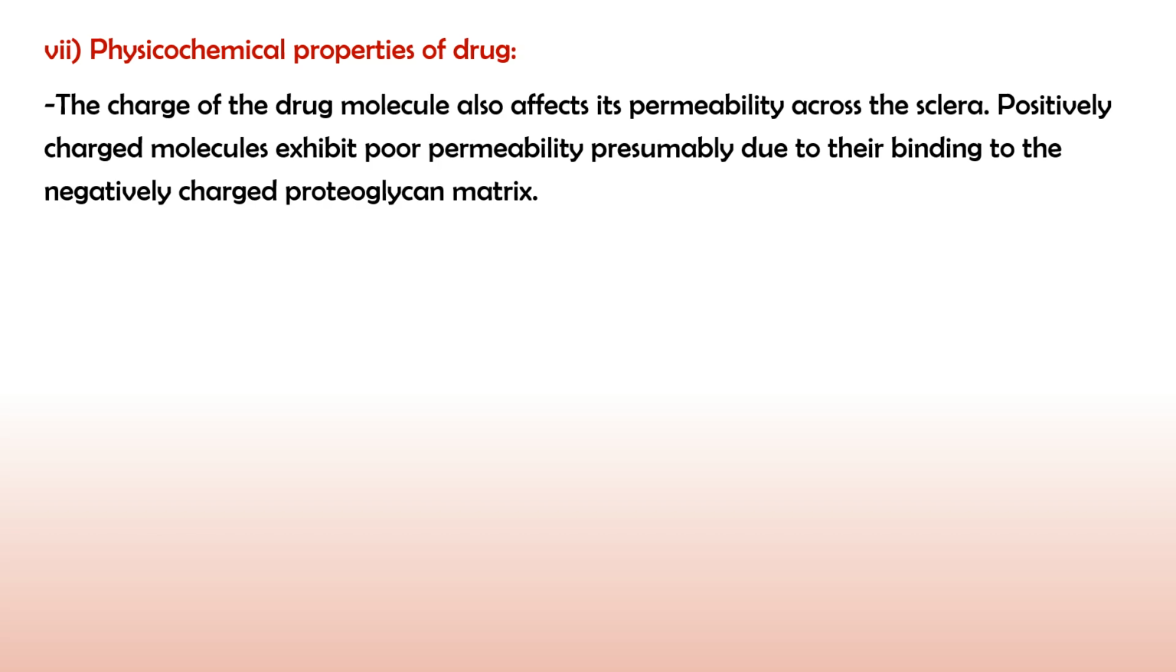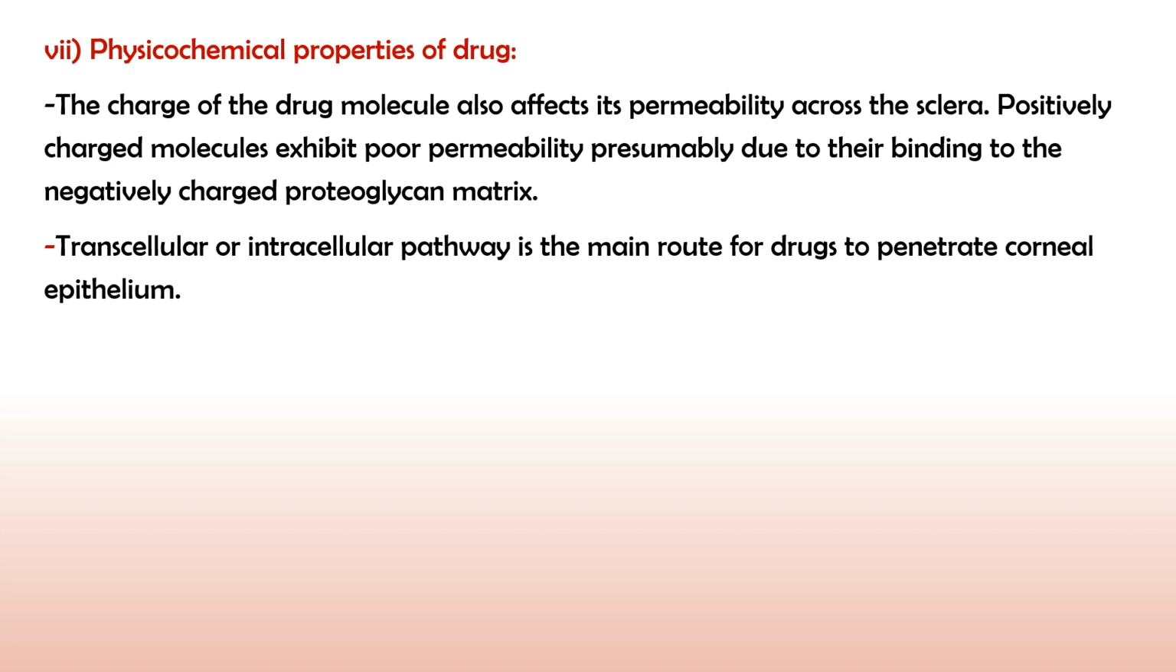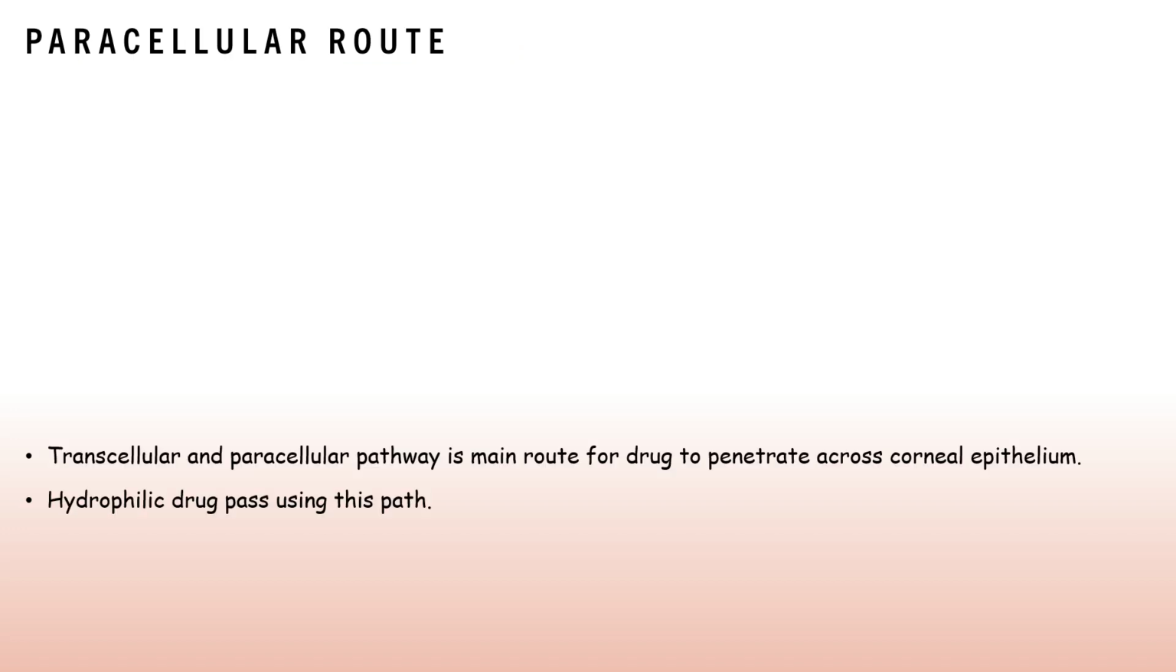Now let us see the physicochemical properties of the drug. The charge of the drug molecule also affects its permeability across the sclera. Positively charged molecules exhibit poor permeability due to their binding to the negatively charged proteoglycan. Okay, so the transcellular or intracellular pathway is the main route for drugs to penetrate the corneal epithelium.